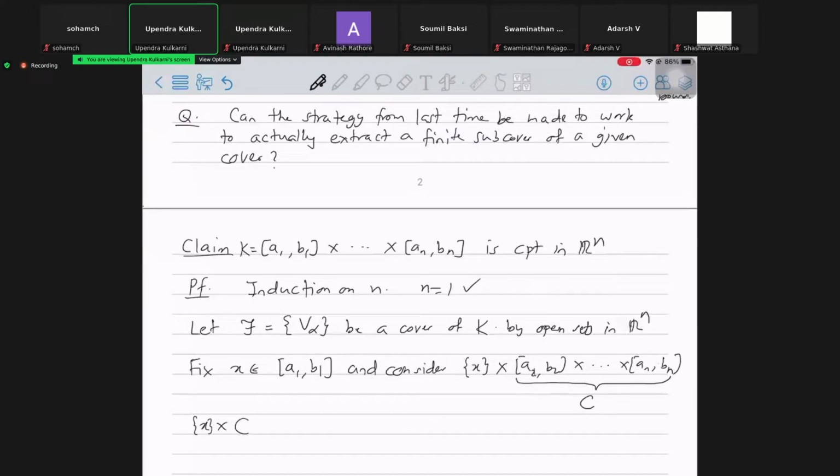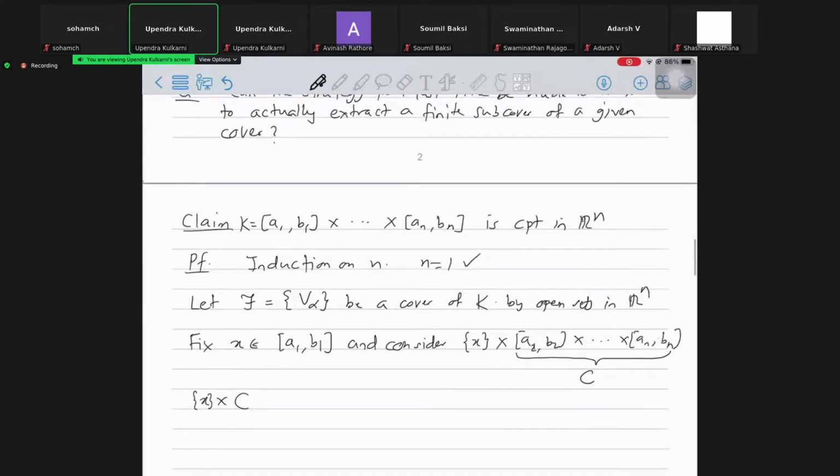Okay, so this was the reason why I did that. Of course, the result is, X cross C is compact because C is compact by induction. In fact, I can say I have a map from R^(n-1) to R^n. What does it do? It takes any point P to which point? Maybe I'll put a bar over the ordered pair P comma X, or X comma P, because I'm putting it on the first slot, right?